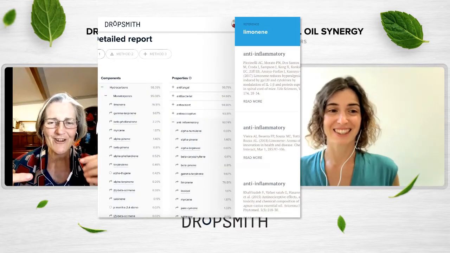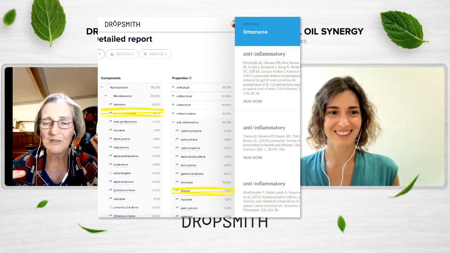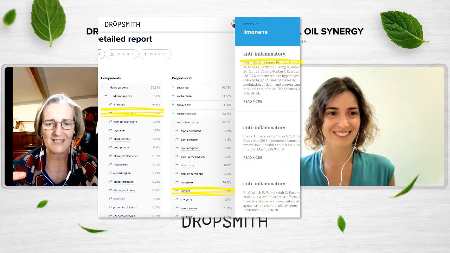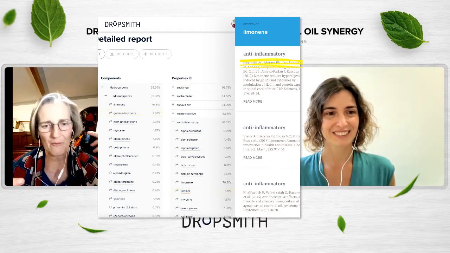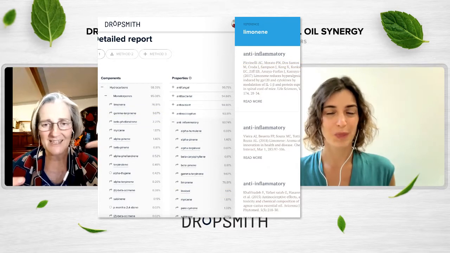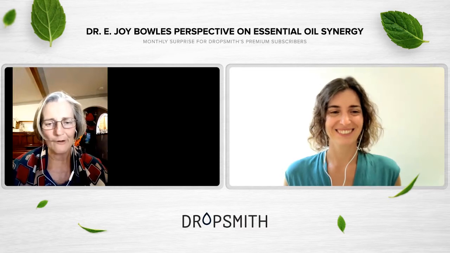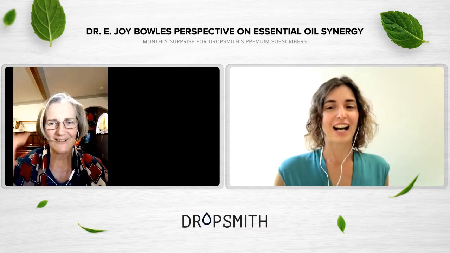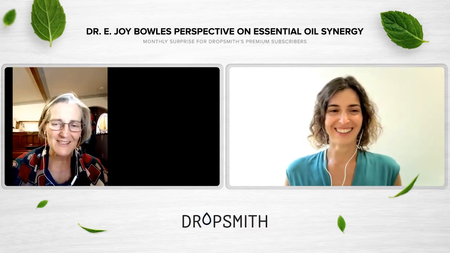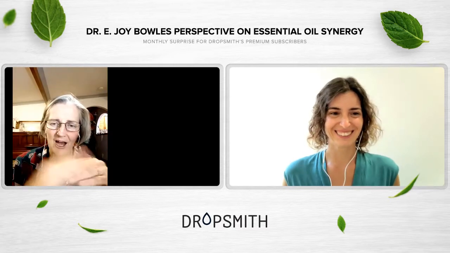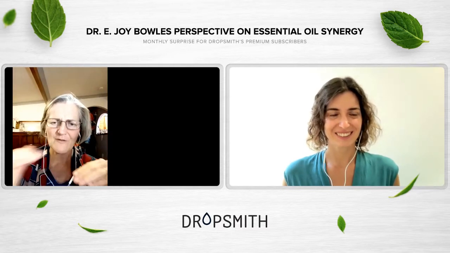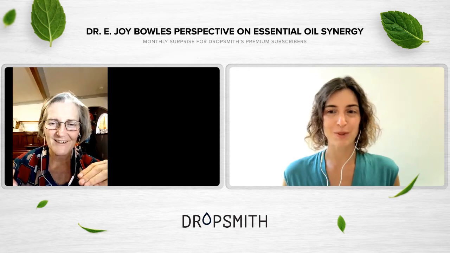So, limonene even, I wouldn't normally think of limonene as anti-inflammatory, but I'm sure there are papers that say limonene is anti-inflammatory if you give 5,000 milligrams per kilo to a rat, whereas something else might have a much lower dosage for the same effect. Absolutely. Does that make sense?